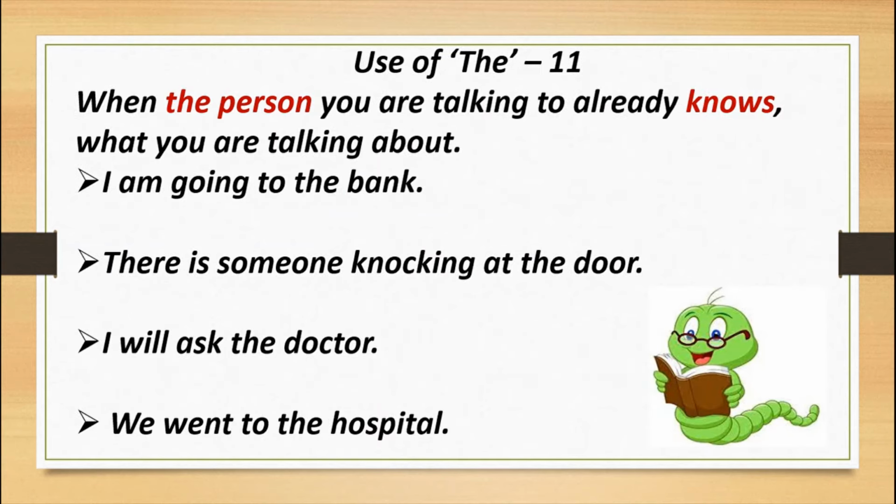Rule 11. We use the when the person you are talking to already knows what you are talking about. Means if you are talking to your friend about your school and you both know which school you are talking about, right? Let's see some examples. I am going to the bank. There is someone knocking at the door. I will ask the doctor. We went to the hospital.